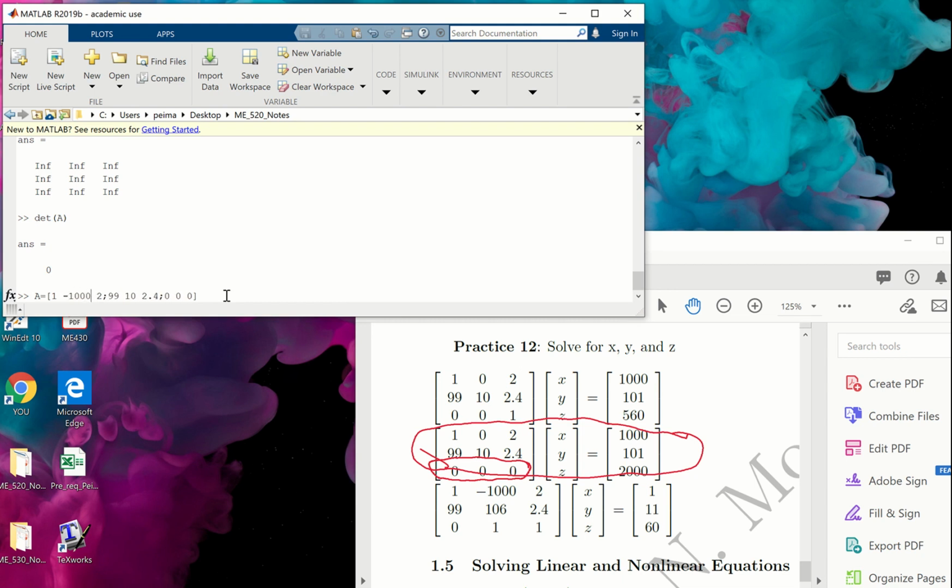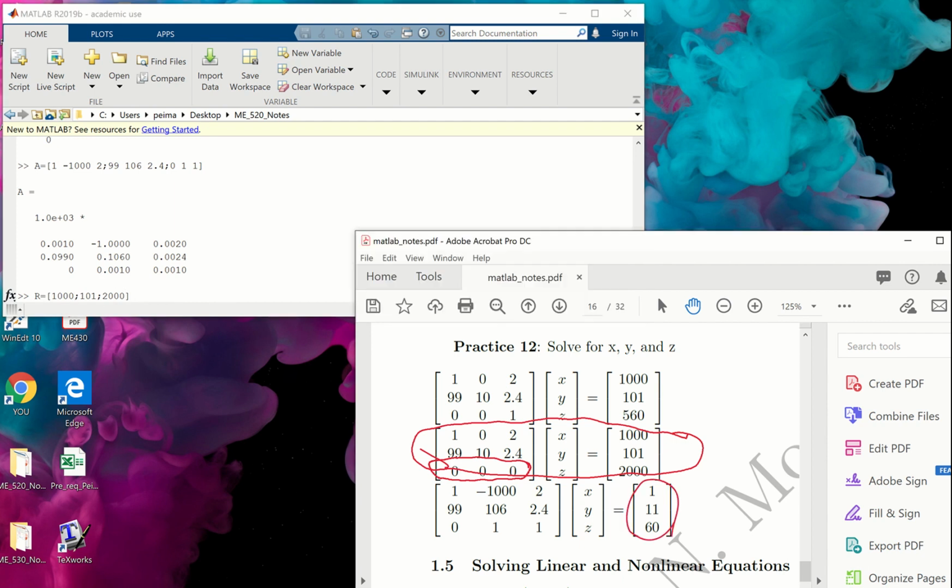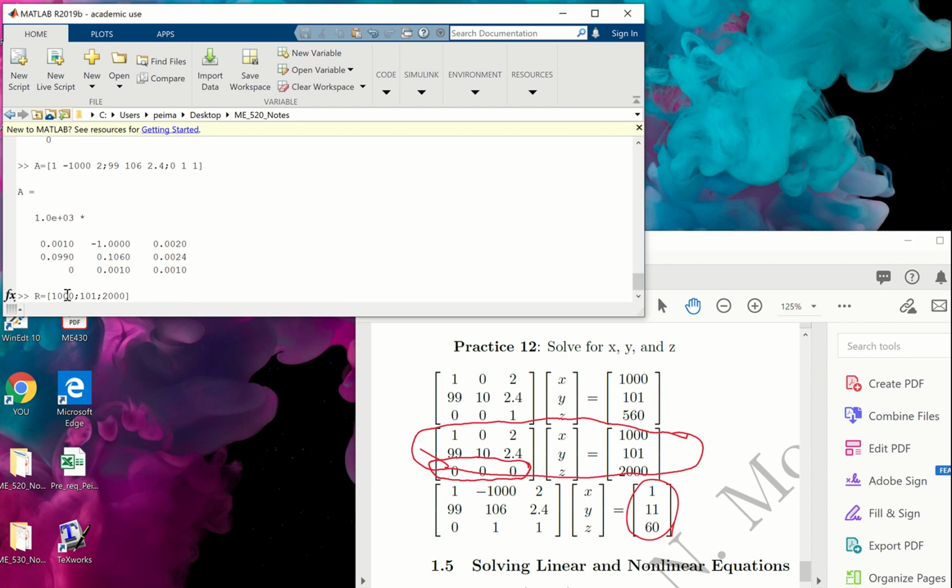Minus 1000, that's right, and 2, 99, 106, and 2.4, 0, and 1, and 1. This is in here. And your right hand side, or R, or you can say B, whatever you say, this is going to be 1, 11, and 60.